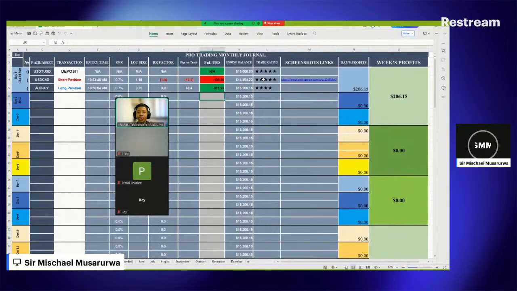So this is how you should record your journal. You should journalize everything. If you also see scientists when they are making experiments, whenever you are testing a new strategy, you should always journalize, so that you can see the consistency of the results that you are having.